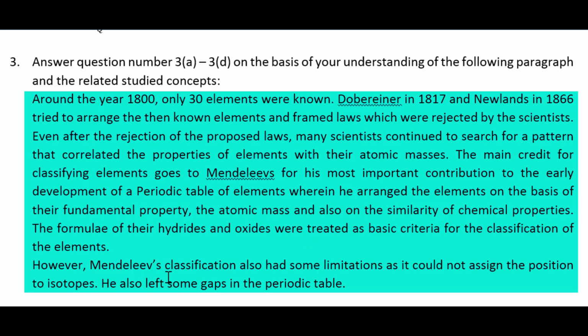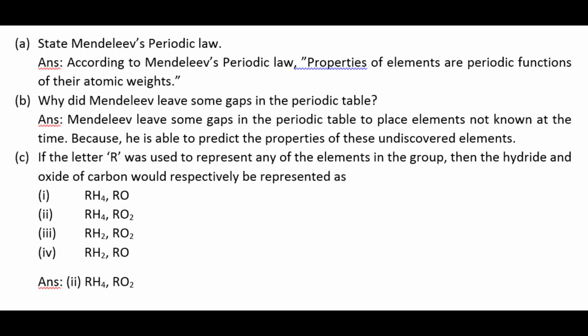However, Mendeleev's classification also had some limitations, as it could not assign a position to isotopes. This is the limitation of Mendeleev's classification. He could not give a position to the isotopes. He also left some gaps in the periodic table. This is his advantage. Now the questions. Question A: state Mendeleev's periodic law.